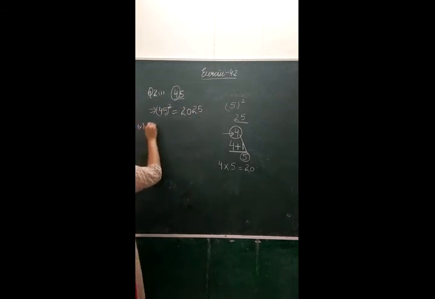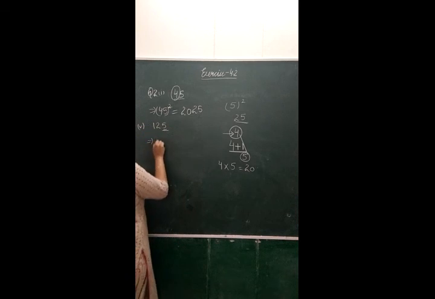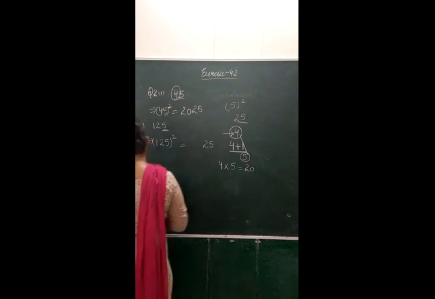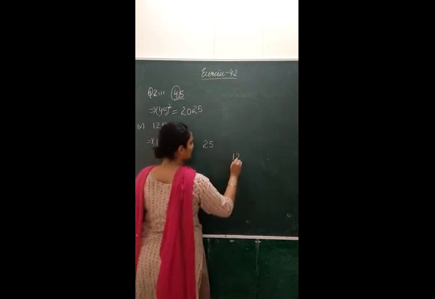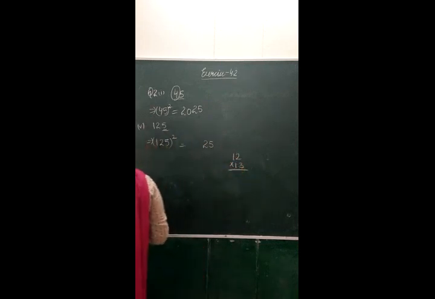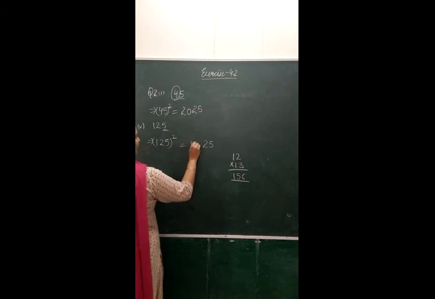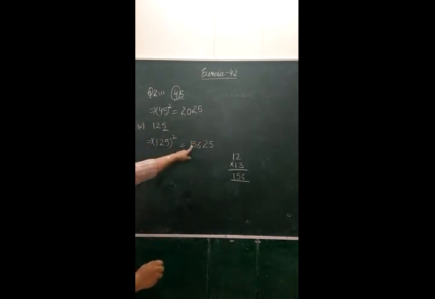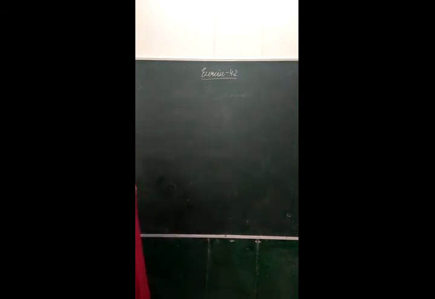Next, take the fifth part, 125. Again we are having 5. So 125 square. Instead of 5 we will write 25. Now we are left with 12. So here we will take 12 and its successor. So this will be equal to 156. So here you will write 156. So that means the square of 125 is 15625.